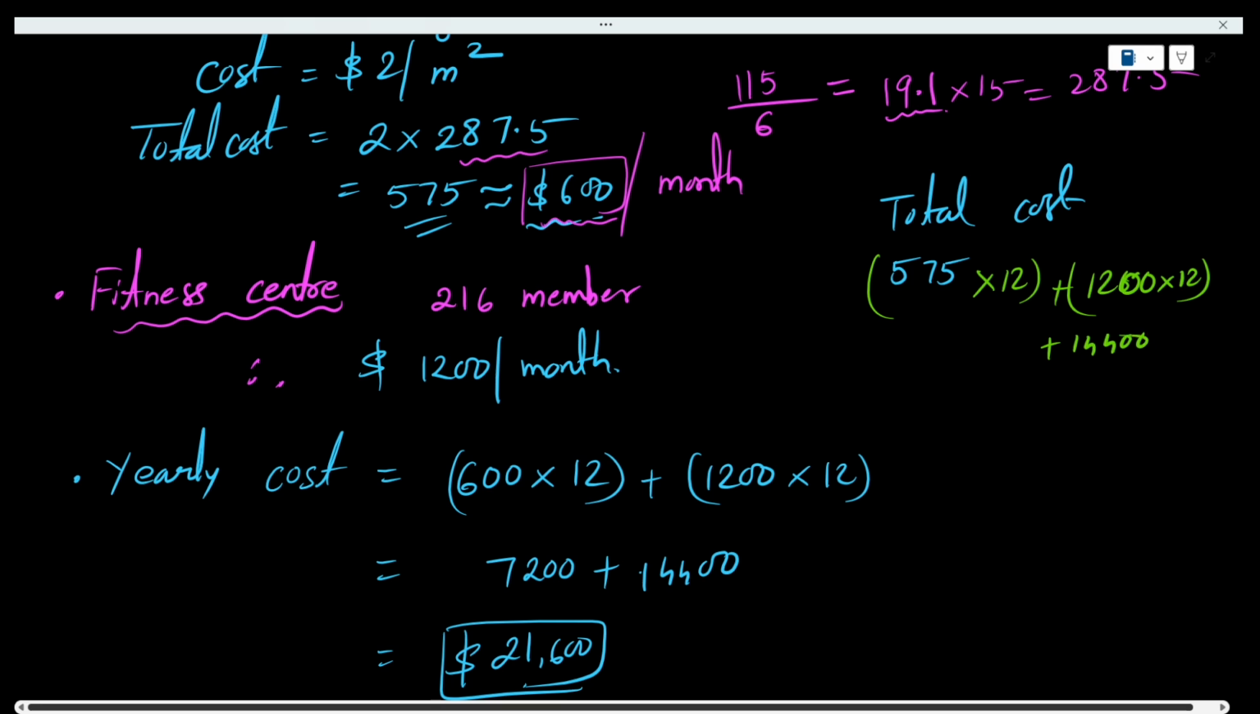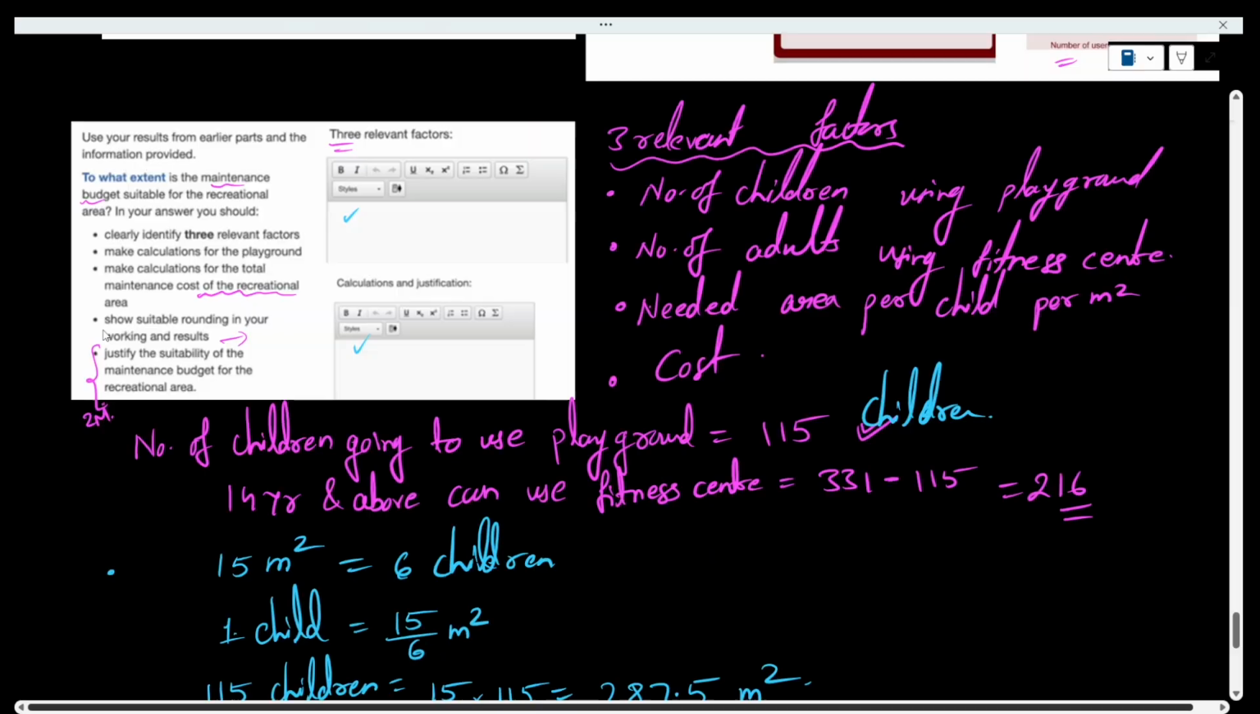This value may change. So any answer here, 575 into 12 also, if you take it, it is coming 6,900 plus 14,400. So this much they need to keep. It's coming as 21,300. So there is only $300 difference between these two. This is going to be the calculation; show your rounding in your working and result. So I have done rounding off, and the maintenance and total cost per year you got it.